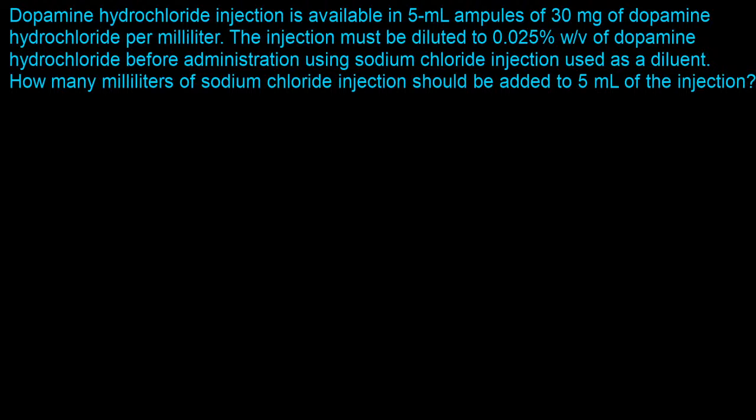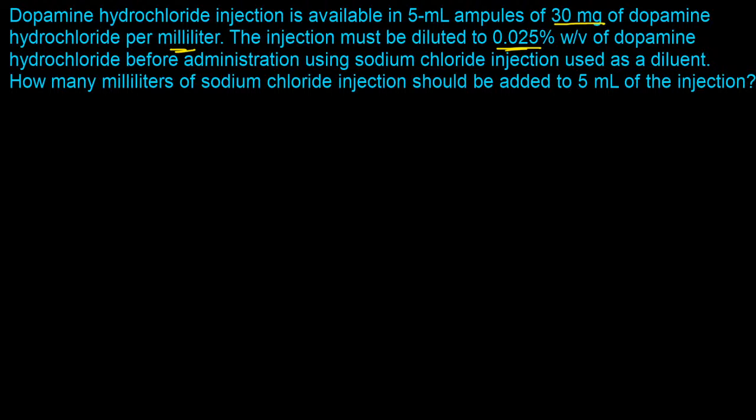So here again, let's analyze the question. What we're actually looking for is to get a target concentration of 0.025%. And this question is fairly similar to the one that we just did previously, in terms of we have a final concentration and then we have some original concentration, which is now given to us in terms of milligrams per milliliter. Okay. And then we have the diluent, which is your sodium chloride injection.